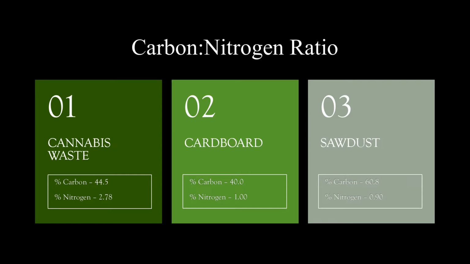This low carbon content is a common obstacle for compost projects, and thus additional ingredients such as cardboard and sawdust must be added as additional streams to the pile. For the given 980 kilograms of cannabis waste that is produced on a weekly basis, 500 kilograms of cardboard and 500 kilograms of sawdust will be required to produce a carbon-nitrogen ratio of 25:1.